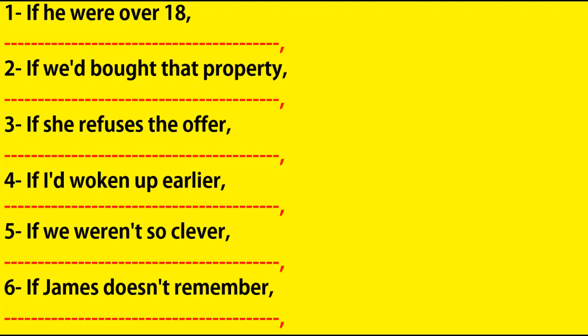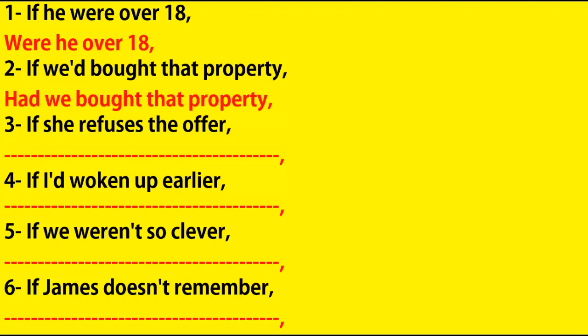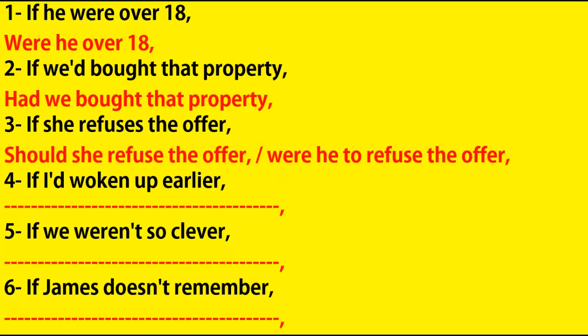Okay, number 1. If he were over 18. Without "if": were he over 18. Number 2. If we had bought the property: had we bought the property. Number 3. If she refuses the offer: should she refuse the offer, or were she to refuse the offer. Were plus subject plus full infinitive. Should she refuse the offer.